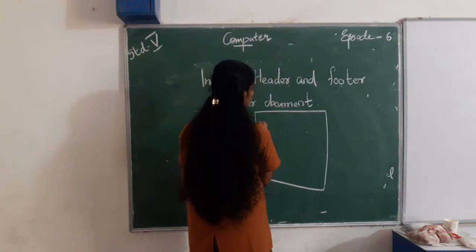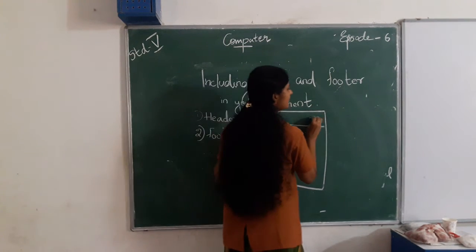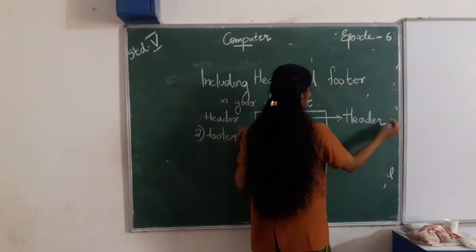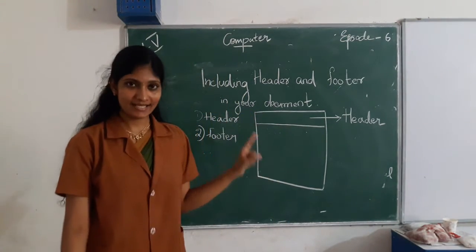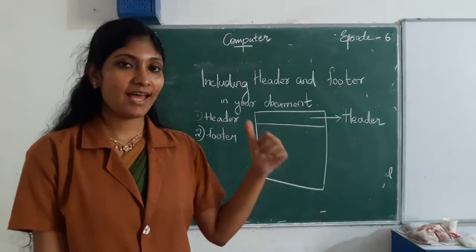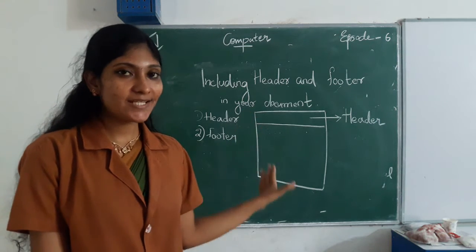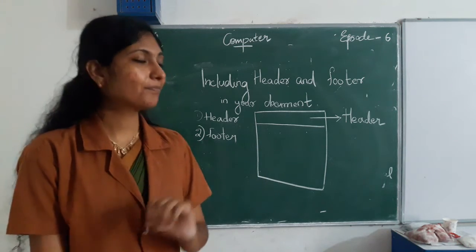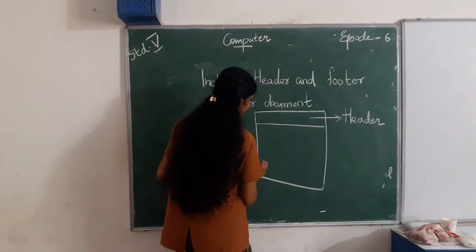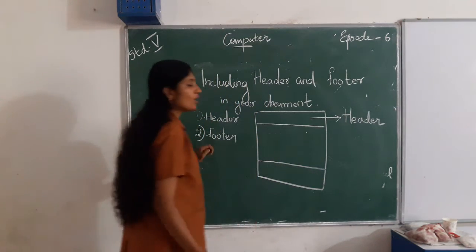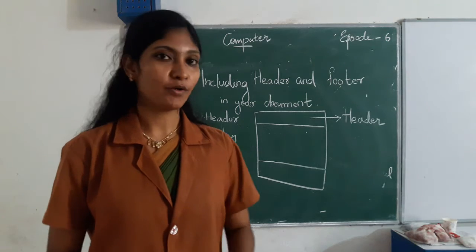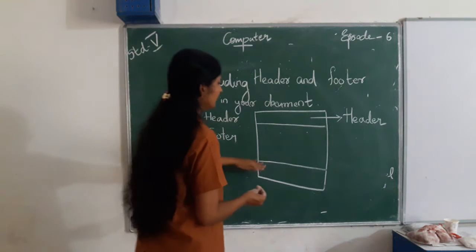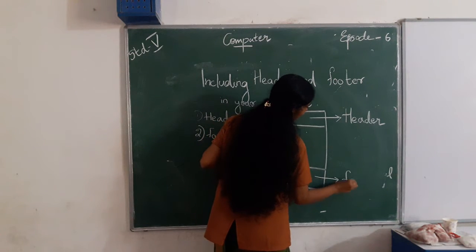That means this part is the header. So the header is a section in a page where we can add text, and it is placed at the top of each page. Next, the footer. The footer is placed at the bottom of the page.